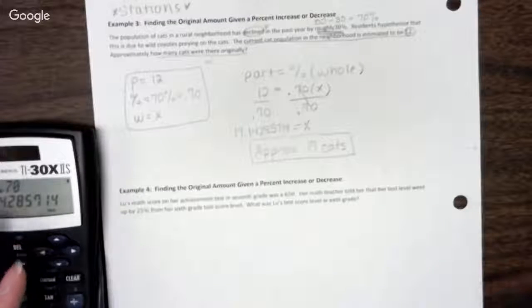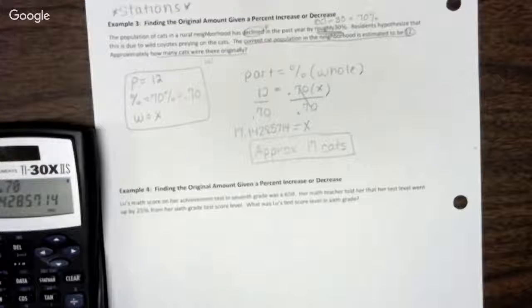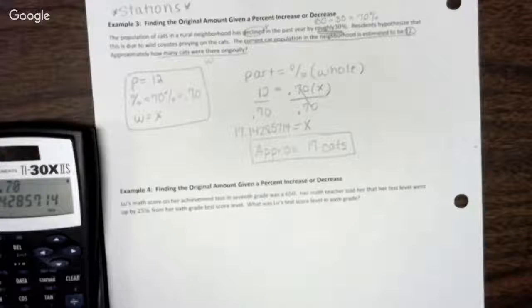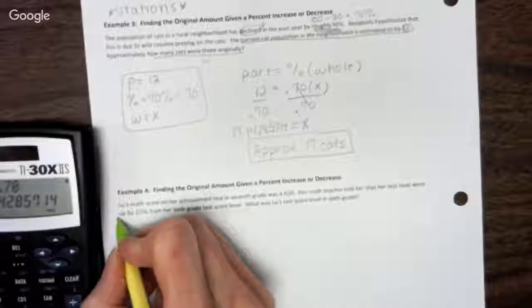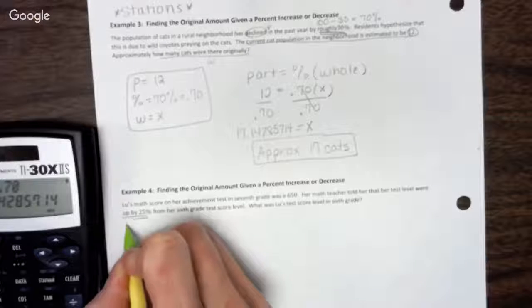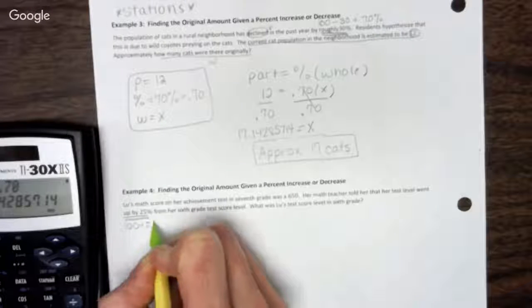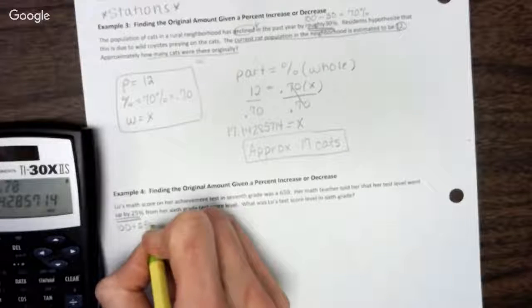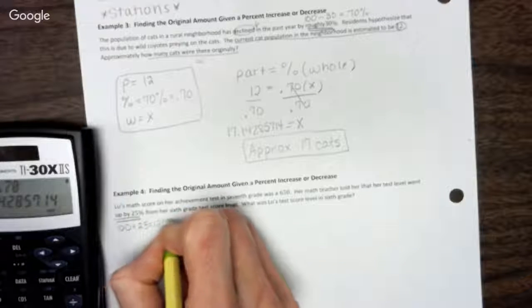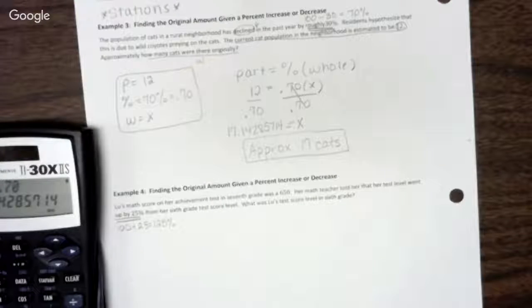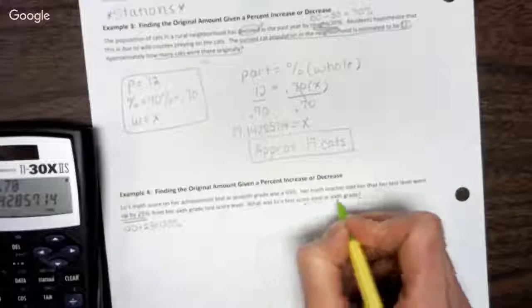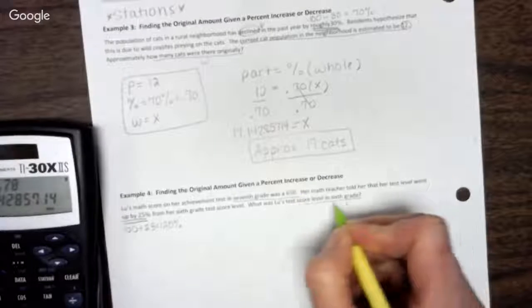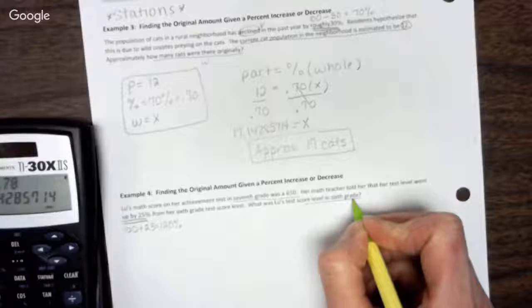All right, let's try this again. Example 4. Lou's math score on her achievement test in 7th grade was a 650. Her math teacher told her that her test went up by 25%. Right away, went up by means we're adding it to 100%. That's originally at 100%. It went up 25%, so we're at 125. What was her score in 6th grade?